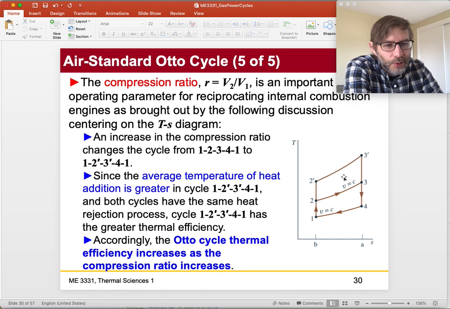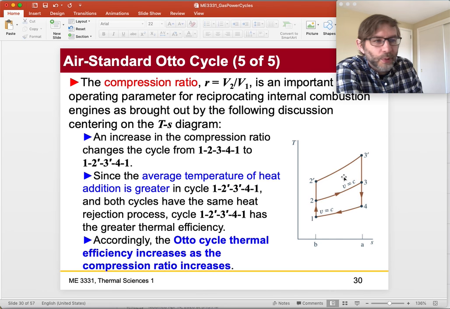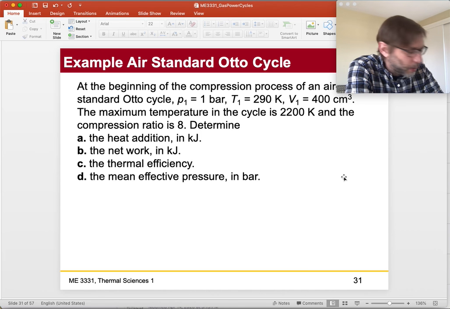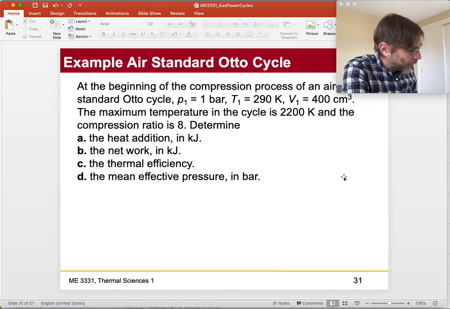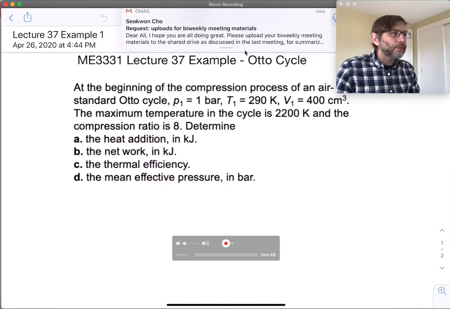And I've just given you a simple relationship that's not in the slides that you can use to explain Otto cycle efficiency as a function of compression ratio. Okay, it's not just a linear increase. It has a function that you can see. Okay, let's do an example in our remaining time to do air standard Otto cycle. Okay, here we go. So let me go to example 1 here.